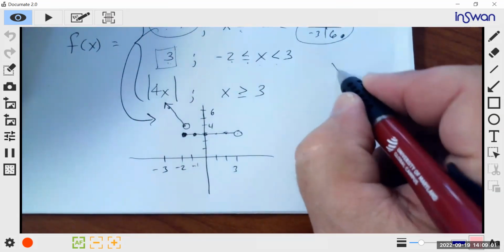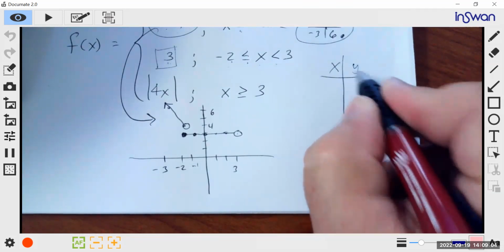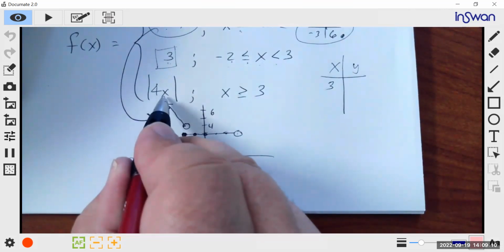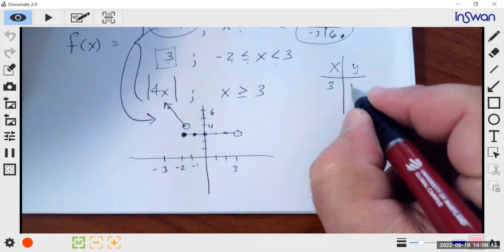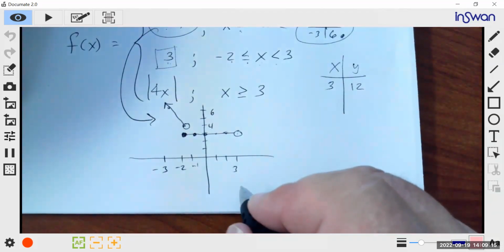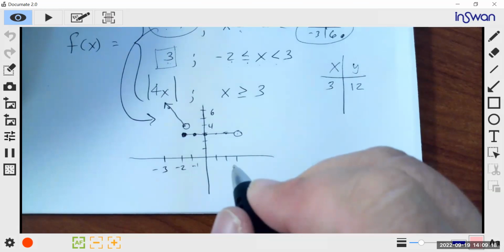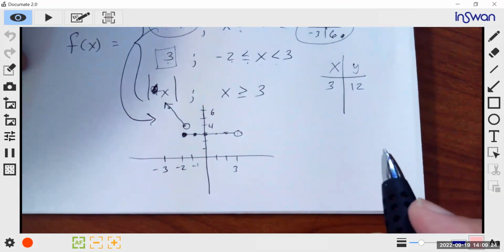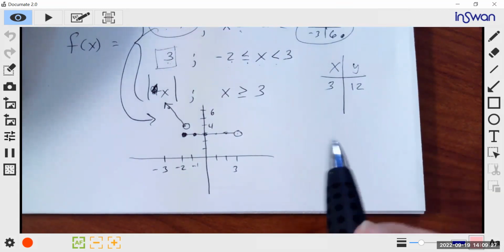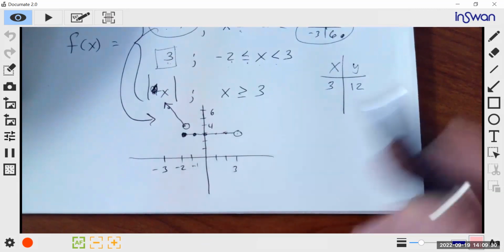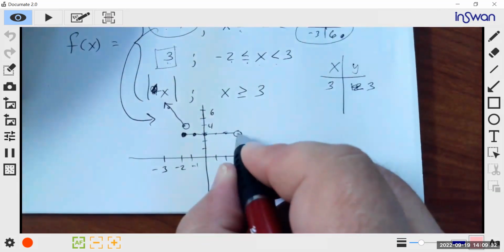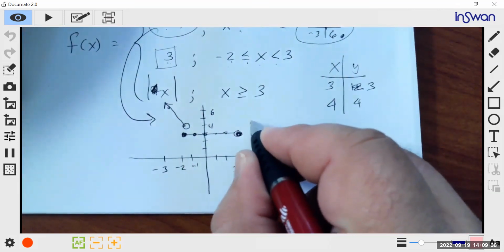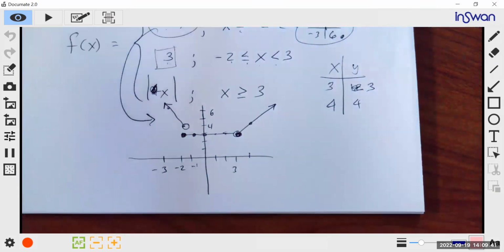Now the next one. When x is 3, we start off with 3. 4 times 3 is 12. Absolute value of 12 is 12. Whoops, I should have done that differently. Forget the 4x. That's going to make it go off the graph. Let's leave it as just absolute value of x. So when x is 3, absolute value of 3 is 3. So it's in there. When x is 4, it's 4. So it keeps on going that way. So there's your graph.